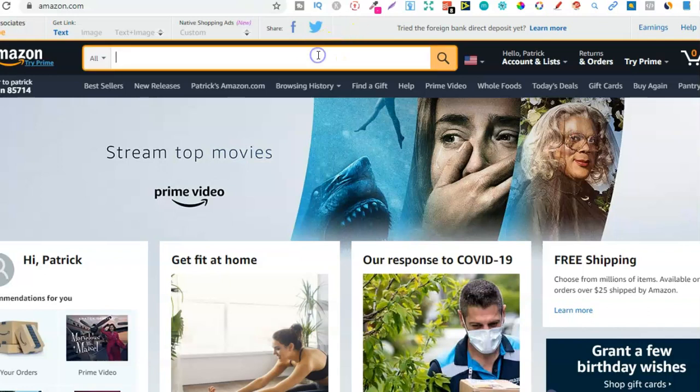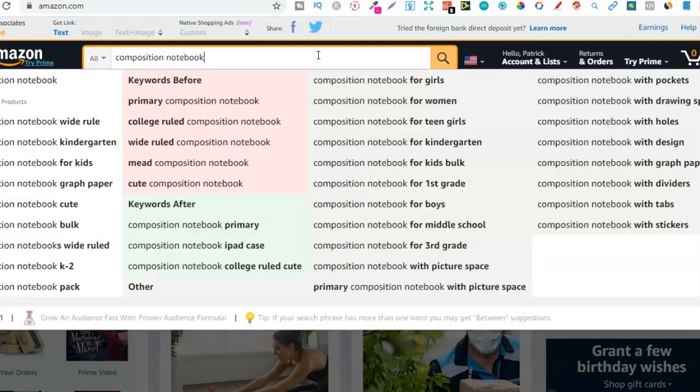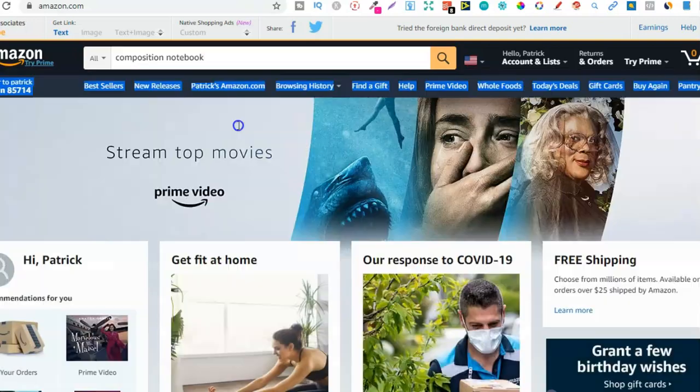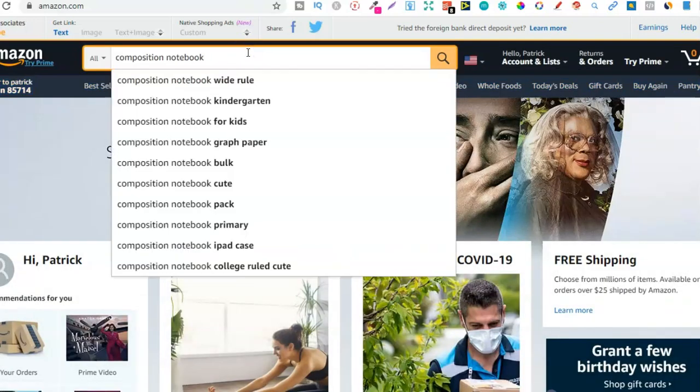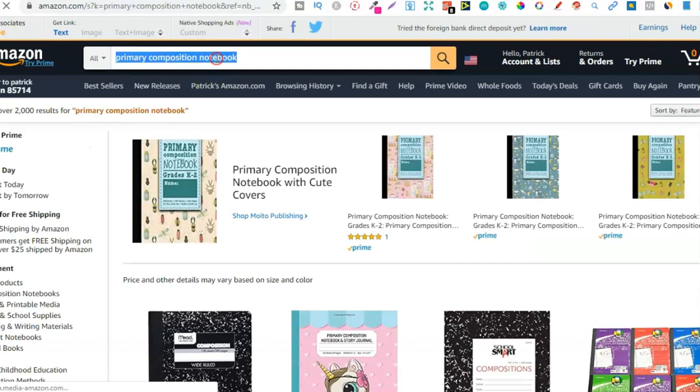So let's type in composition notebook. So all these just here are long tail keywords. We got composition notebook for girls, for women, for teen girls, for kindergarten, middle school, third grade. All these different types of search terms that people are searching on Amazon. So quite a lot of people say you want to get these long tail keywords and then put them in your back office. So let's take primary composition notebook.